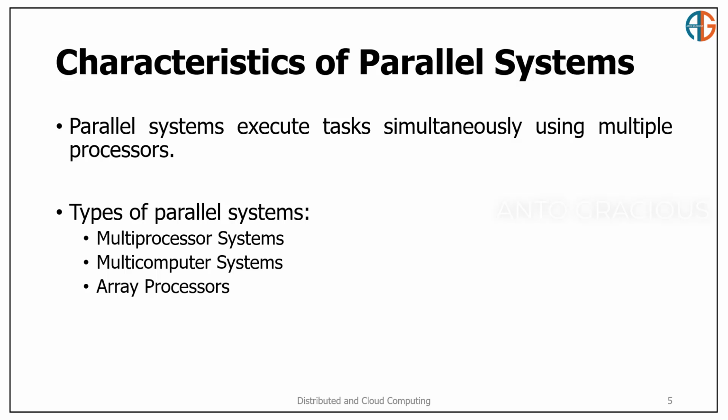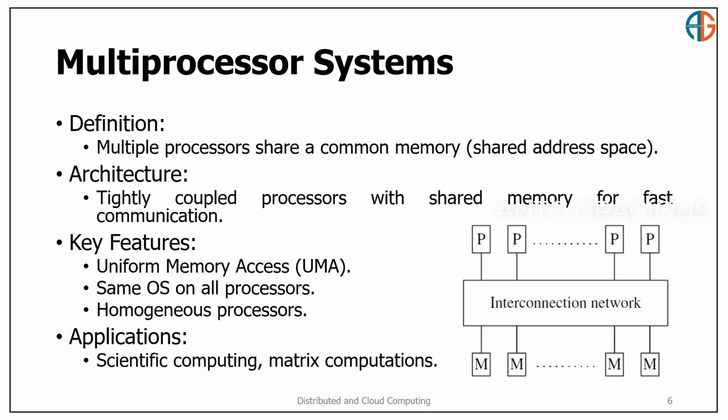A real-world example of multiprocessor systems would be the supercomputers used in weather prediction models. Multi-computer systems, on the other hand, power cloud-based applications like Google Search, where data is processed across many servers.